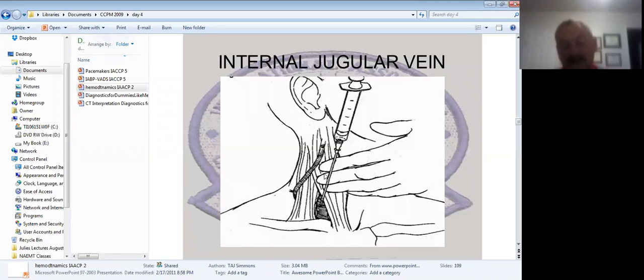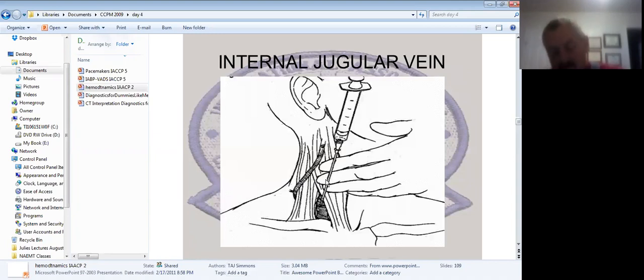But you want to insert the needle in the head of the sternocleidomastoid, and you're going to actually shoot down here for the nipple line. So you're shooting same side nipple line, and it should be somewhere around a 4 centimeter insertion of the needle before you hit the internal jugular. Easy to hit.